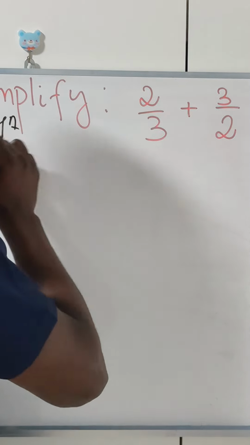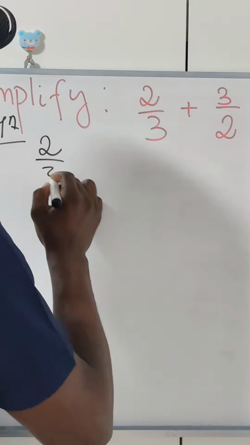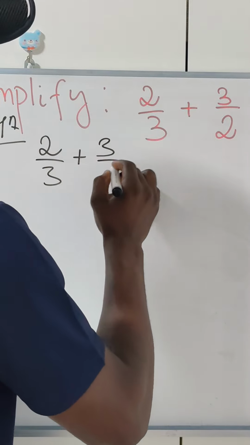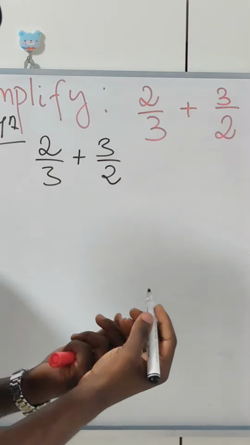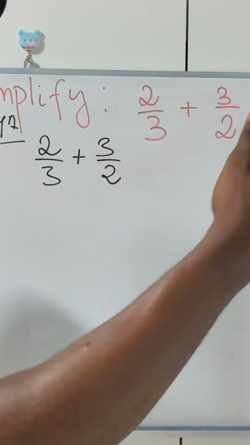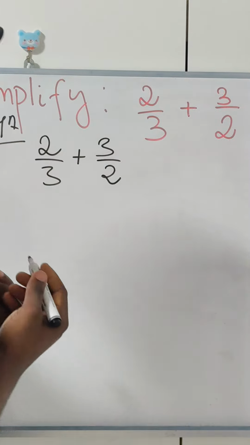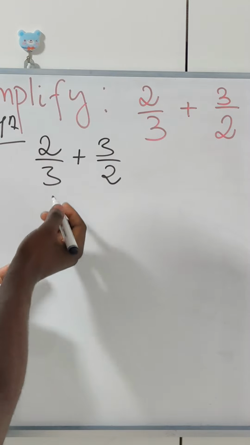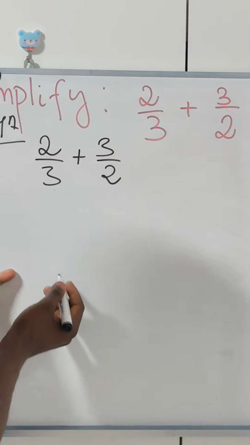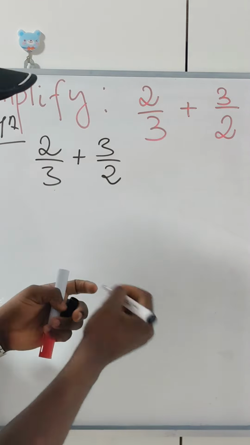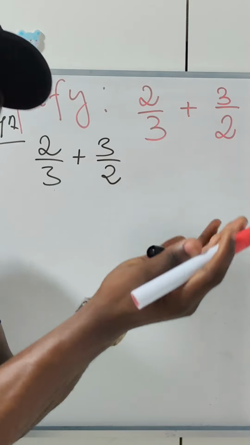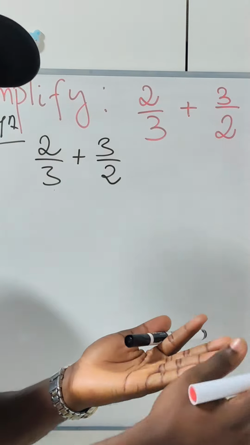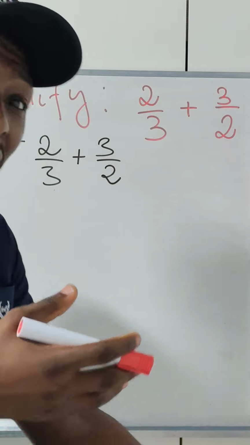Let me start by copying it all over. 2 on 3 plus 3 on 2. Now, the method requires us to find what we call the LCM, the lowest common multiple. The normal routine requires that we list all the multiples of this denominator and list also all the multiples of this other denominator, and then figure out the common multiples. And among the common multiples, single out the lowest of them.